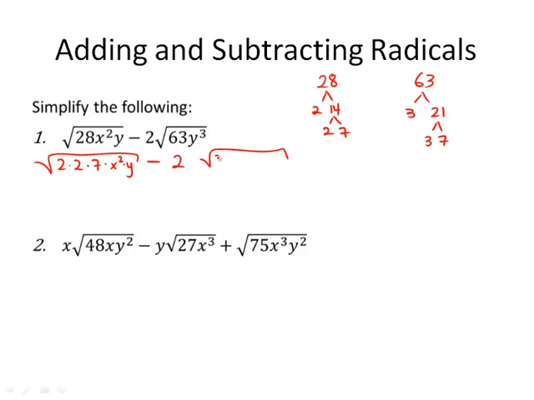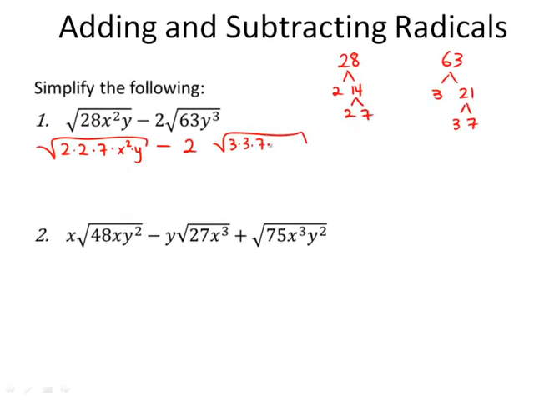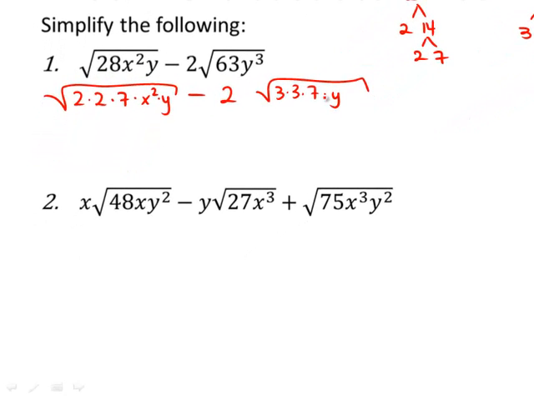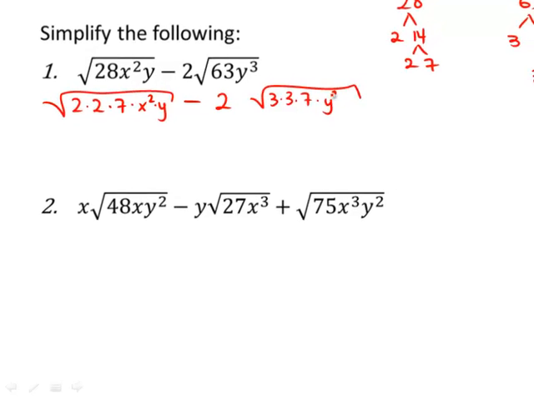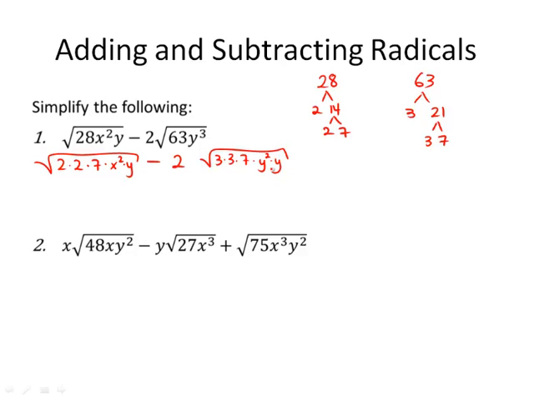Let's check that out. 63 divided by 3 gives us 21, and 21 is 3 times 7. So 63 can be written as 3 times 3 times 7 times y, and instead of writing y cubed, we want to write it in even components so that we can square root. So we'd write it as y squared times y. Let's group it up. We can see that 2 2's make a 4, and root 4 becomes 2. 7 has to stay. Root of x squared gives us x. y has to stay.